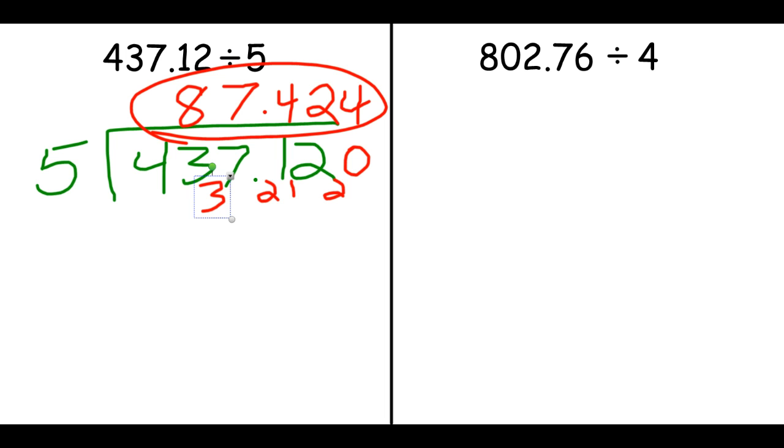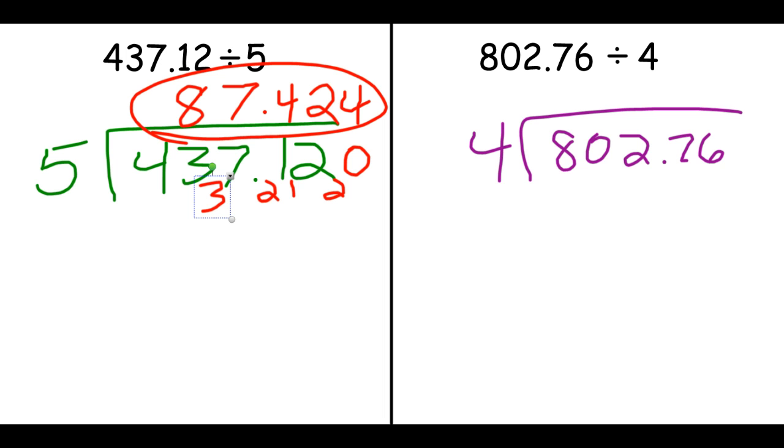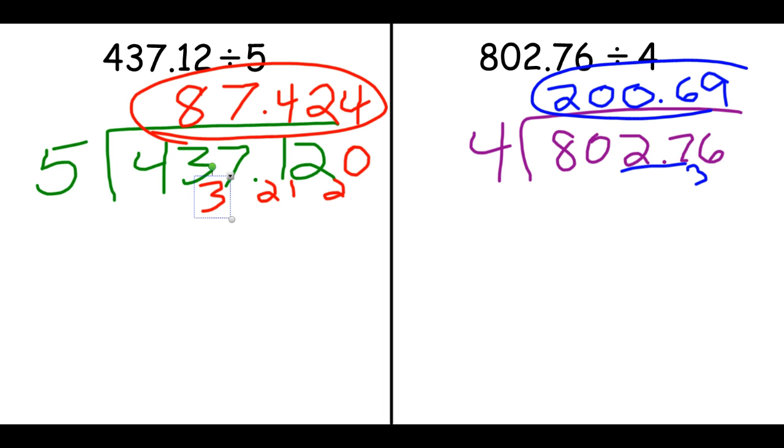For 802 and 76 hundredths, 4 goes into 8 twice with no remainder, and then doesn't go into 0. Doesn't go into 2 either, so now we're looking at 27 here. 4 goes into 27 6 times, and 4 times 6 is 24, so that gives us a remainder of 3. And then 4 goes into 36 9 times. So our quotient is 269 hundredths.